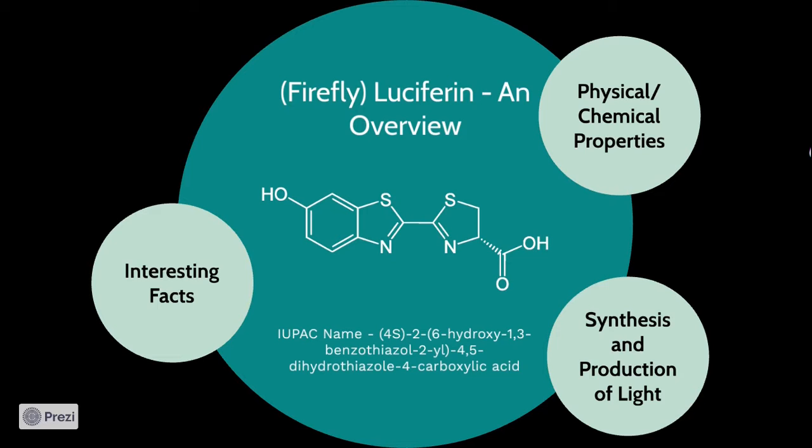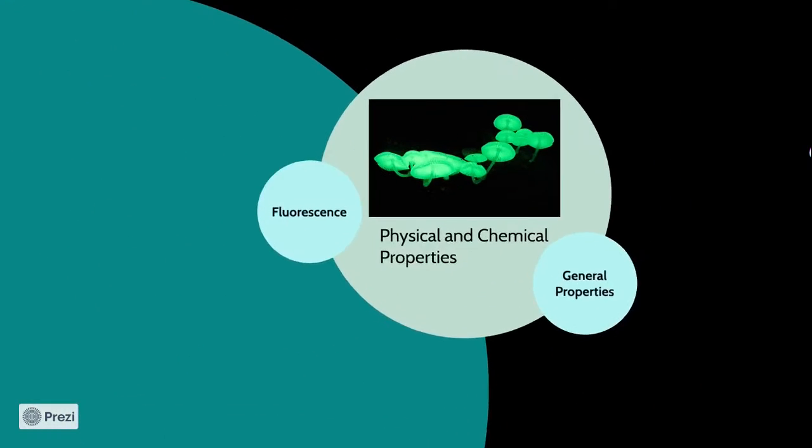So here, you can see the chemical structure of luciferin. It contains 11 carbons, 8 hydrogens, 2 nitrogens, 3 oxygens, and 2 sulfurs. Its IUPAC name is 4S-2-(6-hydroxy-1,3-benzothiazol-2-yl)-4,5-dihydrothiazole-4-carboxylic acid.